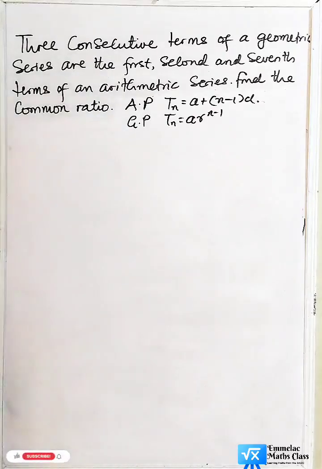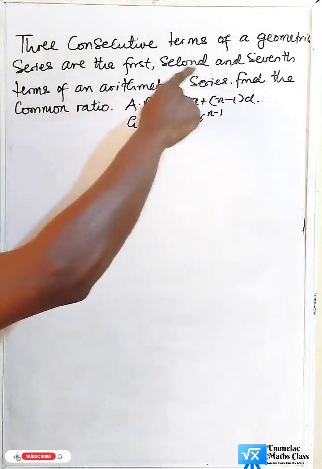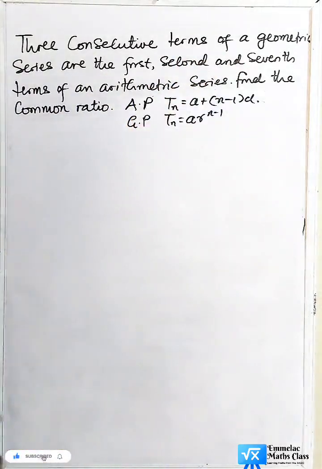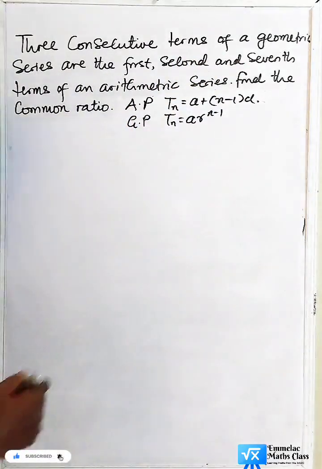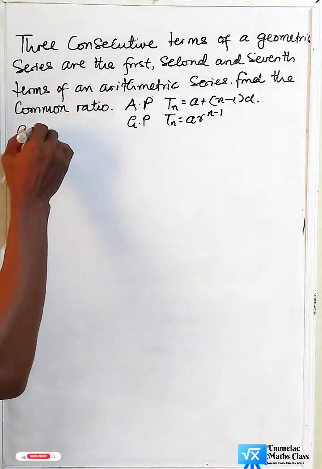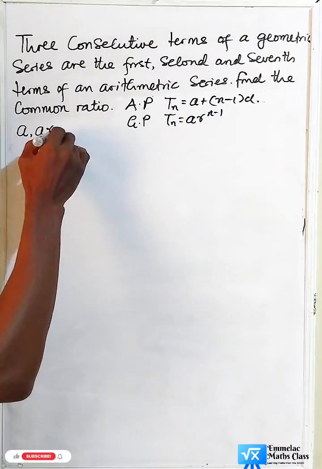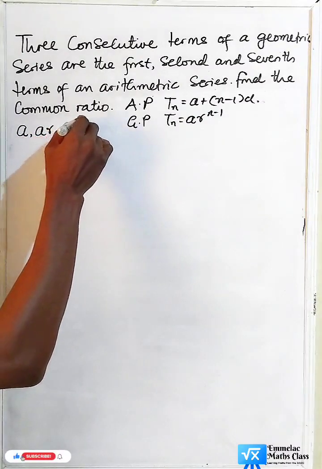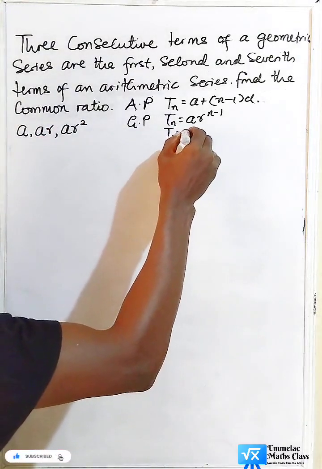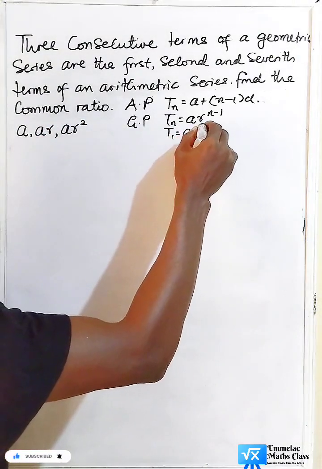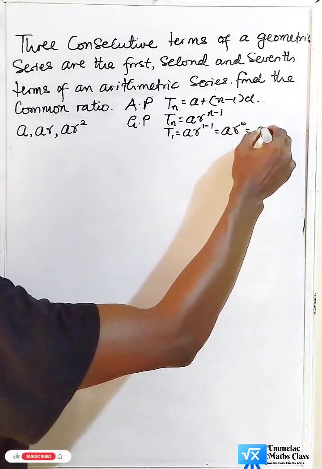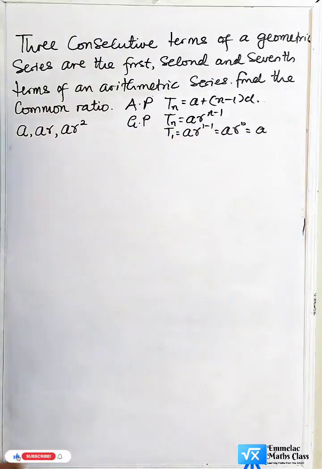Alright, 3 consecutive terms means the first term, the second term, and the third term of a GP. Now the first term will be given as a, the second term as ar, and the third term as ar squared. How? The first term gives us a r raised to the power of 1 minus 1, which is a r to the power 0, which gives us a, because anything raised to the power of 0 is 1.